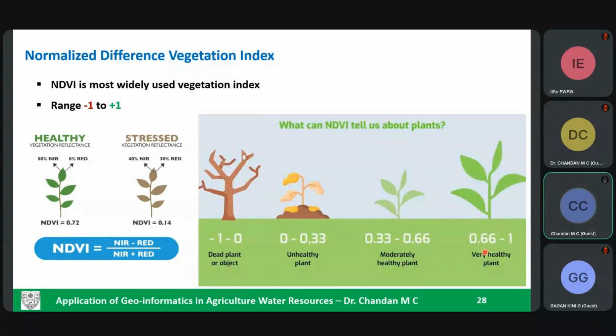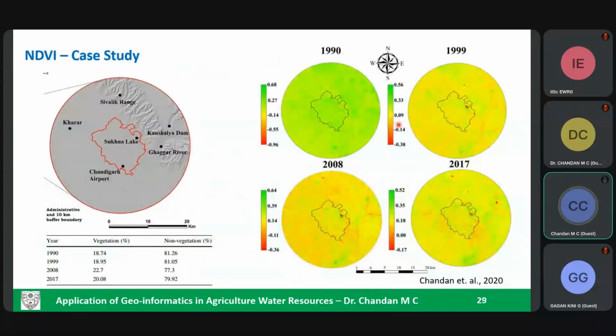And if you have the values of 0.66 to 1, that means it is a very, very healthy plant. So this is the context of NDVI with respect to vegetation health. The simple exercise was done for the Chandigarh region from 1990 to 2017. All the images that were collected were from the same month, that is April. And this is how you see the vegetation dynamics in Chandigarh and the surrounding region.